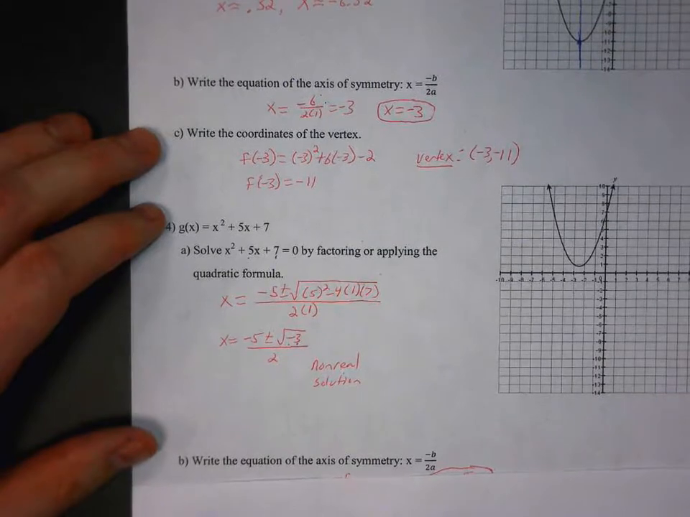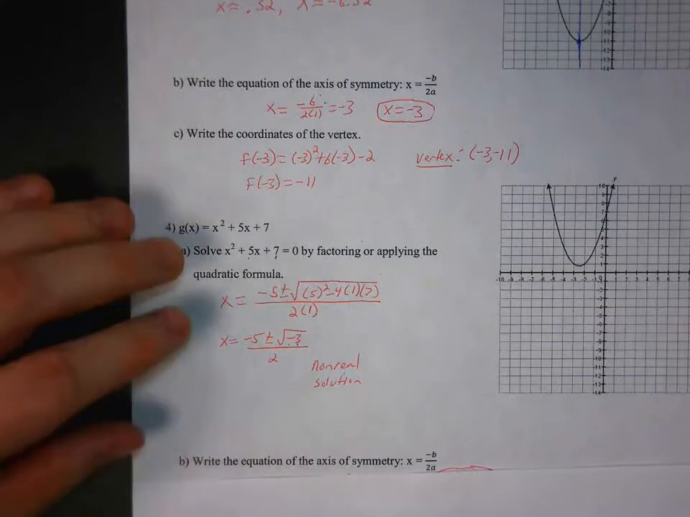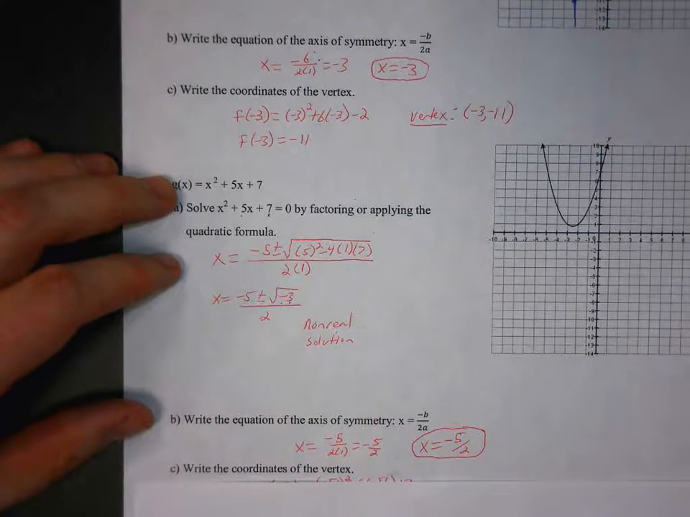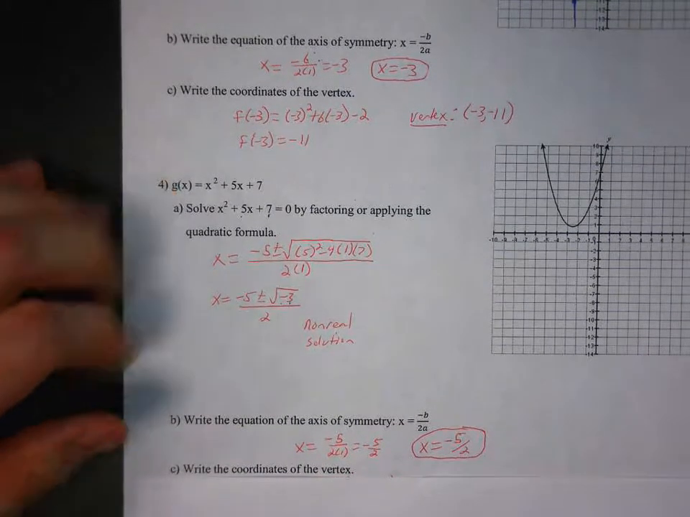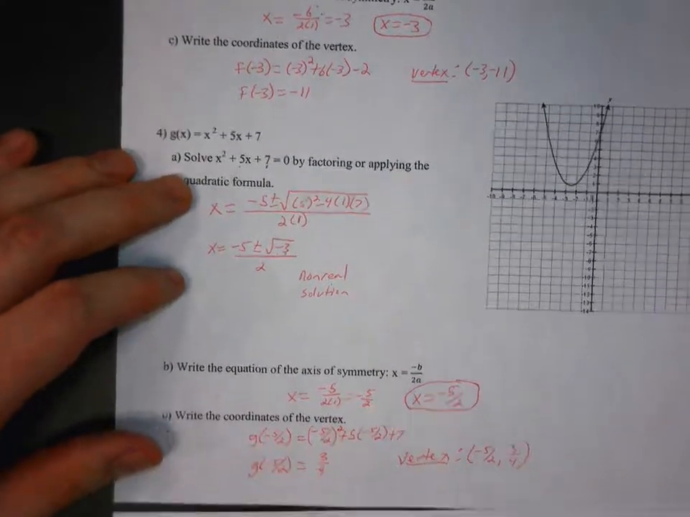Okay, and then the axis of symmetry. Well, if you do x equals negative b over 2a, that'll be negative 5 over 2 times 1, which gives you negative 5 halves. Okay, and then the coordinates of the vertex, substitute that negative 5 halves into your function.